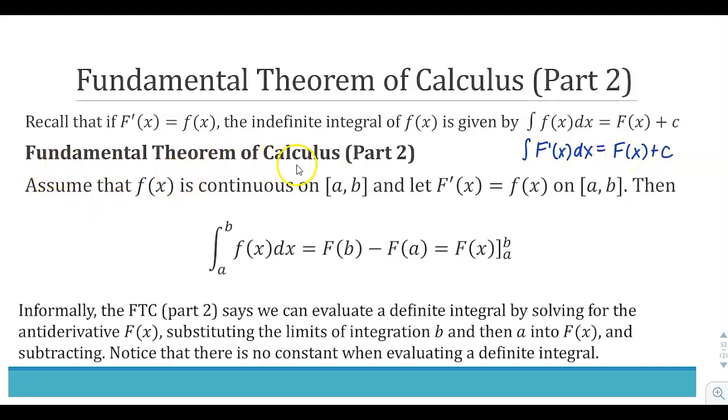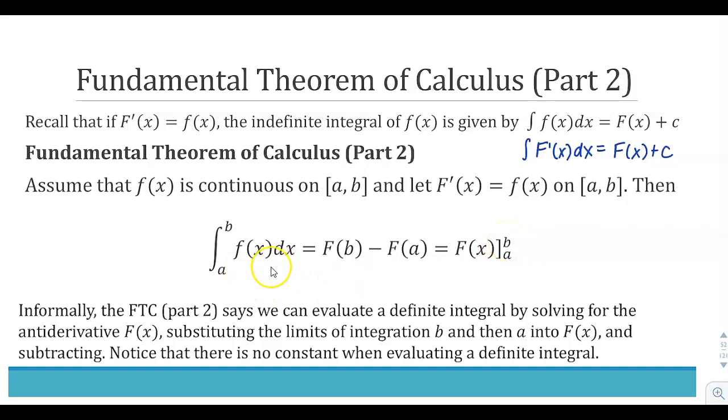So the Fundamental Theorem of Calculus Part 2 says assume that f of x is continuous on the closed interval from a to b. And once again, we have that relationship that F prime of x is equal to f of x on the closed interval from a to b. Then, now we're solving the definite integral. The definite integral from a to b of f of x dx is equal to the antiderivative F of b minus F of a. Or another way to write it, the antiderivative F of x from a to b.